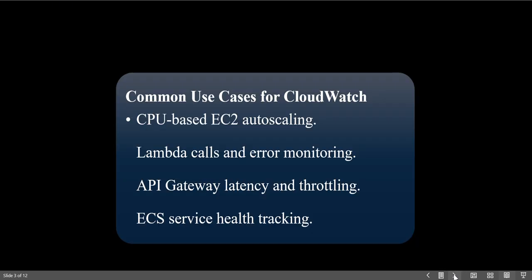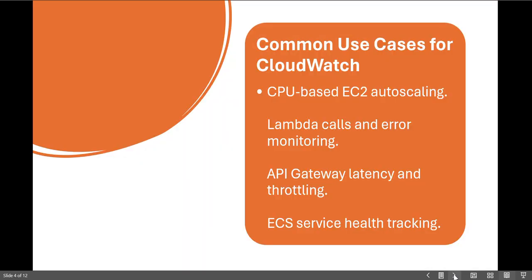First one is common use cases for CloudWatch. It's like CPU based autoscaling, Lambda calls and error monitoring, API Gateway latency and throttling, ECS services, and health tracking.